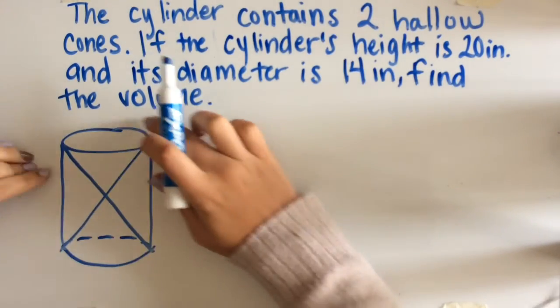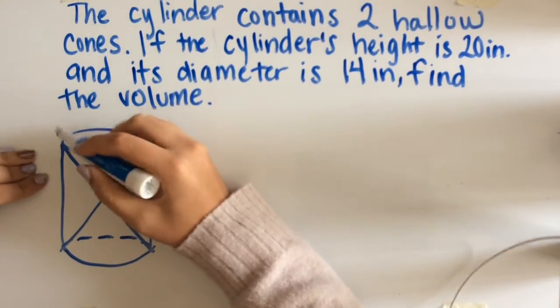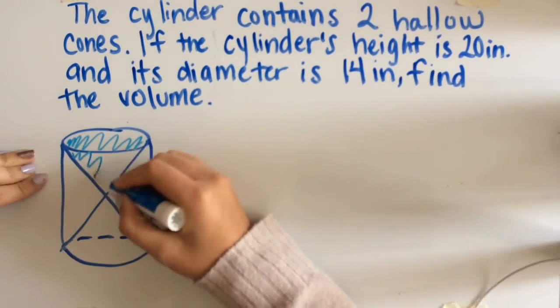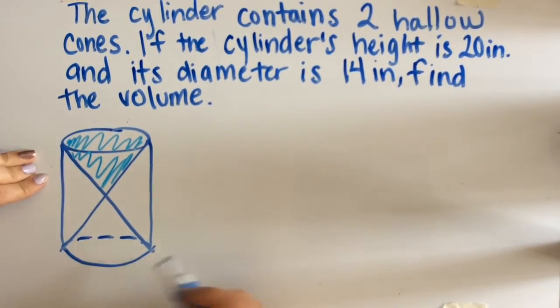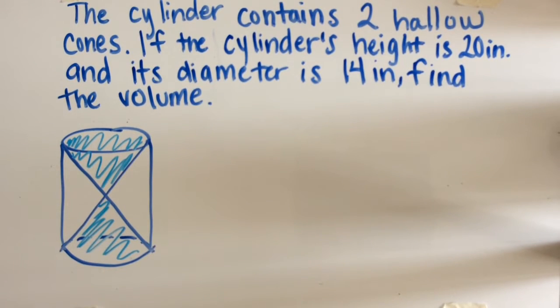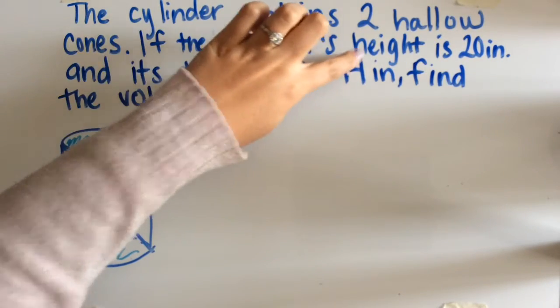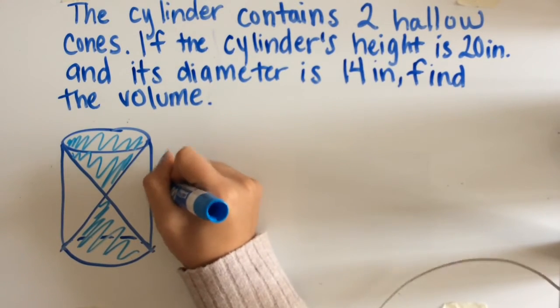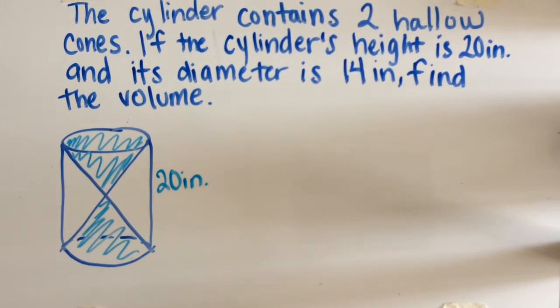So I have this cylinder here. Inside my cylinder, I have a cone right there, if you guys see that cone, and then one facing down right there. Okay, those cones are hollow, they're empty, there's nothing inside of them. It says that if the cylinder's height is 20 inches, so the whole height is 20 inches, and its diameter is 14 inches.